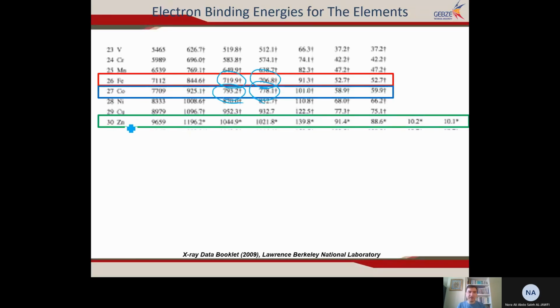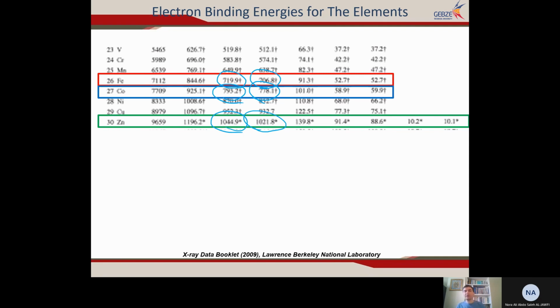Okay, but if you go to iron, it has these binding energies. And if you investigate cobalt, nickel, copper, zinc, these elements have specific binding energies for K and L shells and also for other orbits. Okay, so these energies are specific and they will help us a lot in order to investigate multilayers or alloy elements specifically by using the XRMS method.